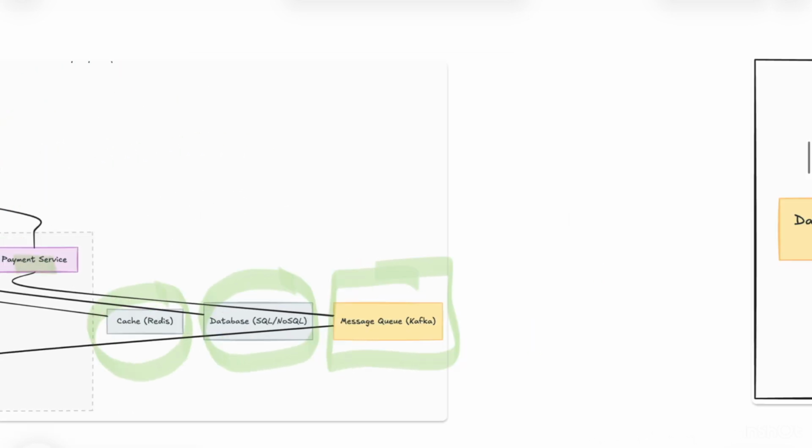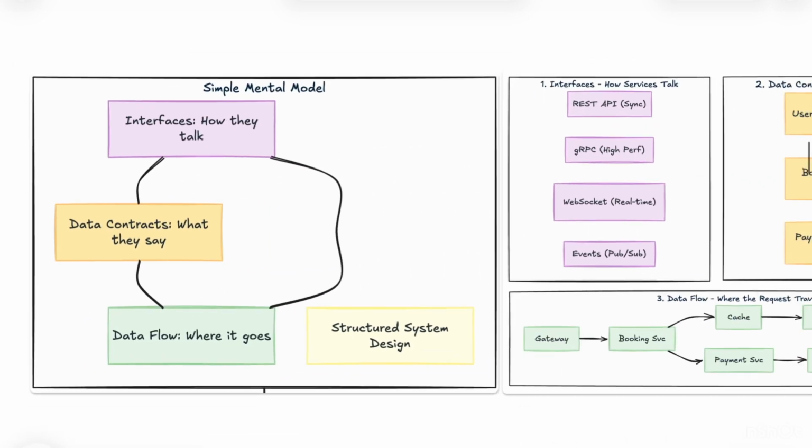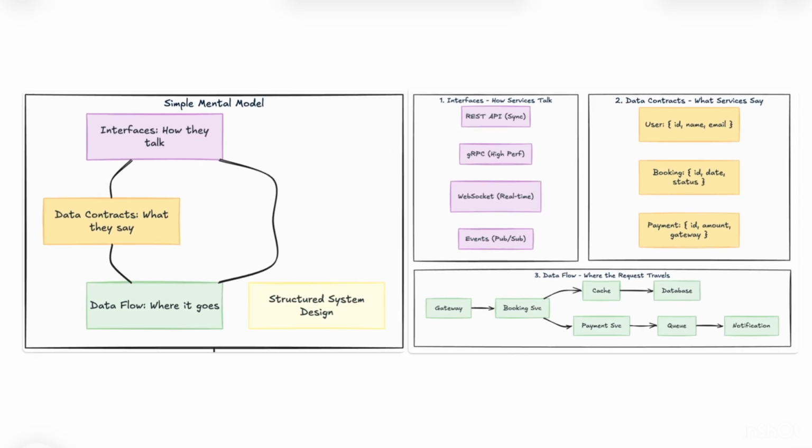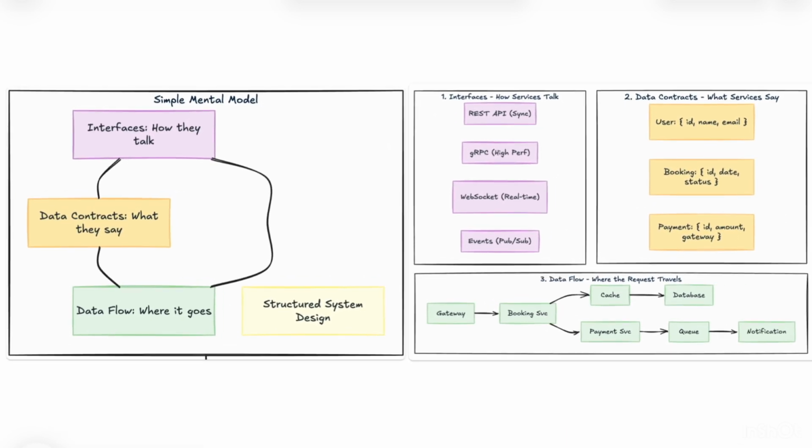Now, apart from the components, one very important thing that we have to discuss is how components communicate, what data they exchange, and where the request flows. I personally use this mental model here. Let me explain. So, the interface is how the services talk. You can see the example here.